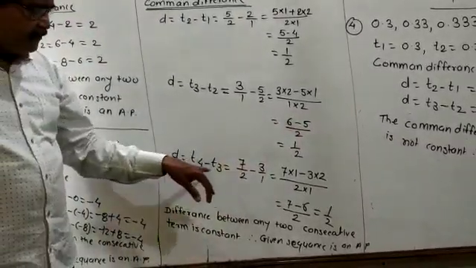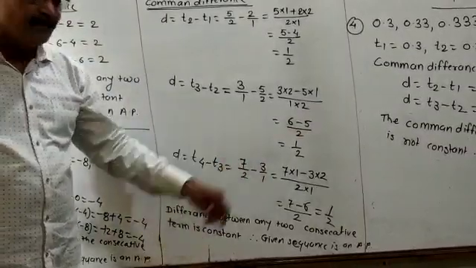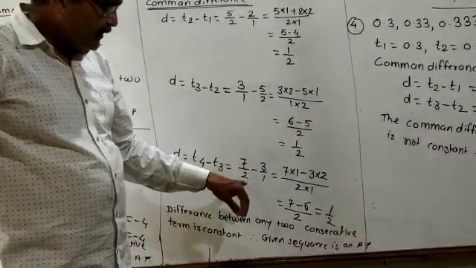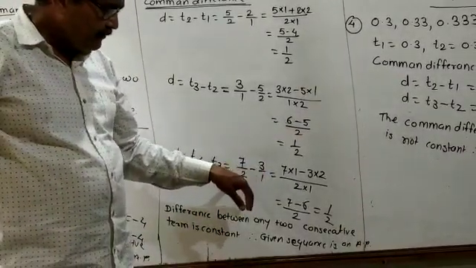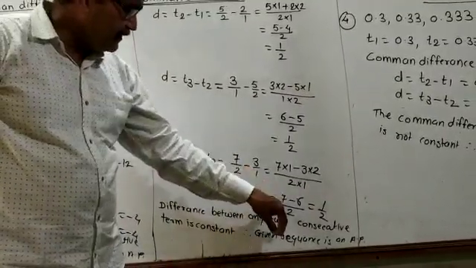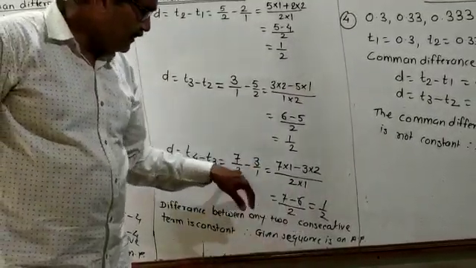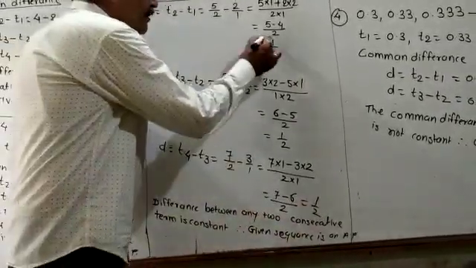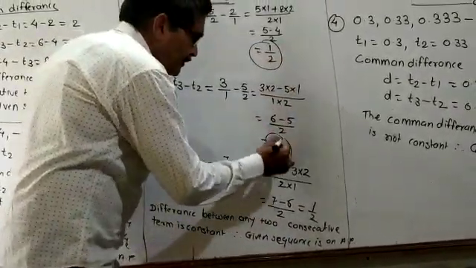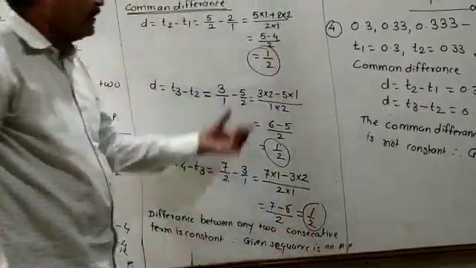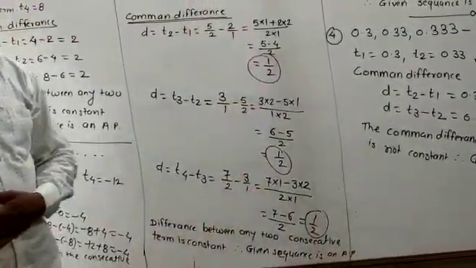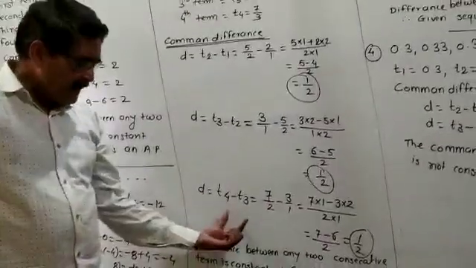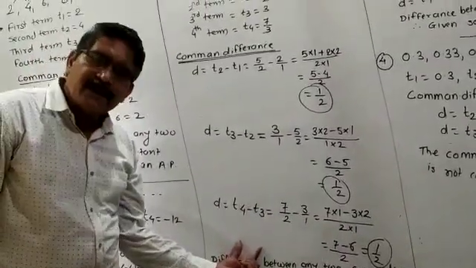Here d is equal to T4 minus T3, which is 7 upon 2 minus 3, where 3 means 3 upon 1. Do the cross multiplication. 7 ones are 7, 3 twos are 6, and 2 ones are 2. 7 minus 6 is equal to 1 upon 2. Here the common difference is 1 half each time. This means the difference between two consecutive terms is the same. So you have to say that this given sequence is an AP.